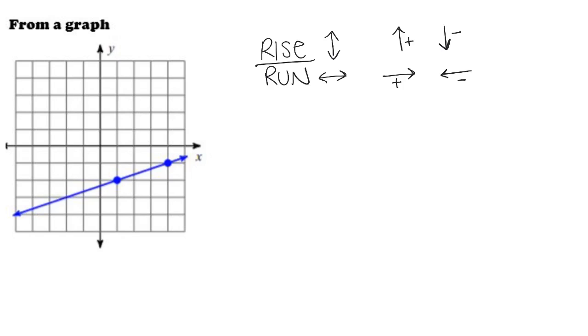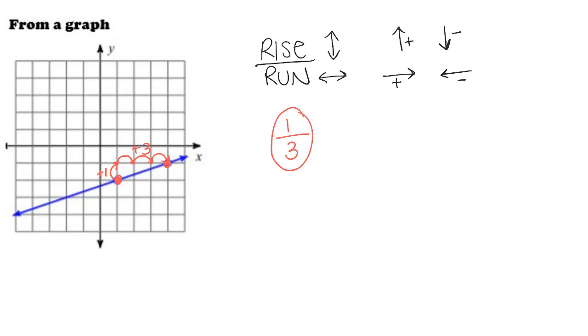So when we move on this graph, that's going to help us, because I want to go from one point to the other. Okay, I'm going to start at the bottom point, and I'm going to go up 1. So if I go up, that's a positive direction, and then I'm going to go to the right 3, and to the right is a positive direction. So my rise is a positive 1, and my run is a positive 3, so 1/3 is my slope.